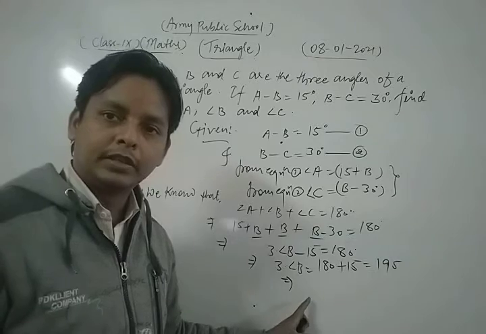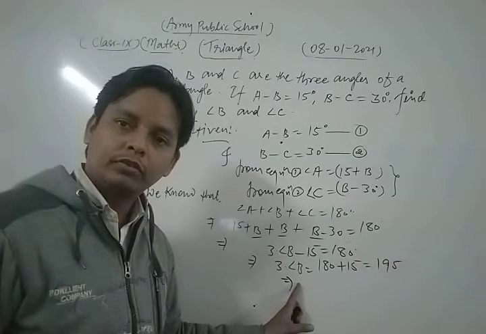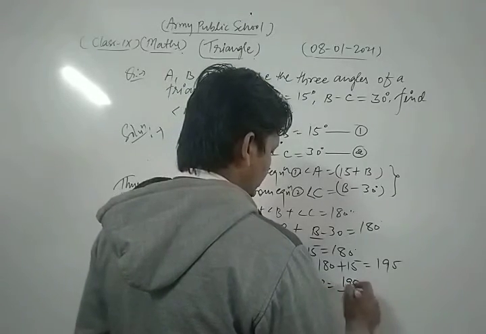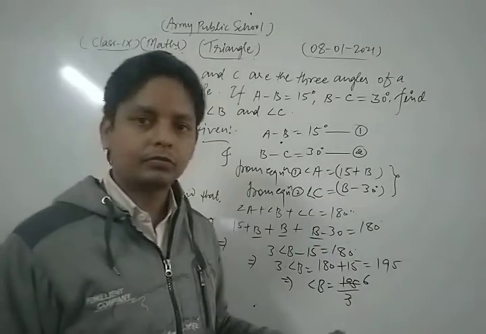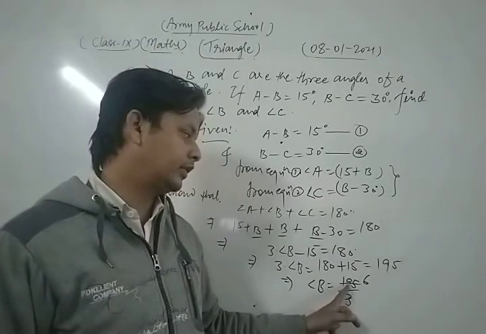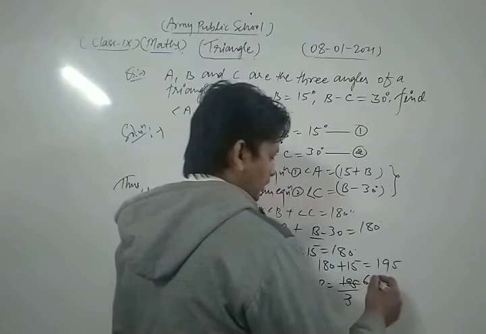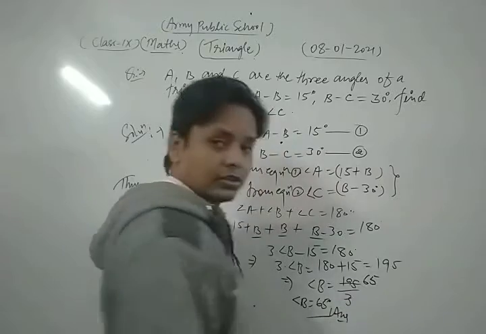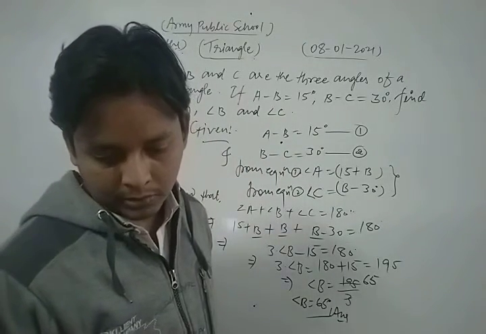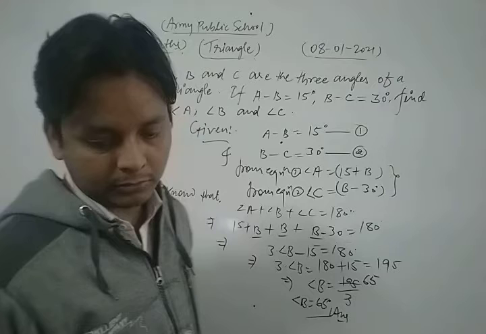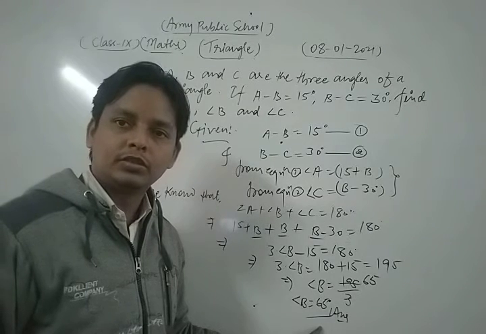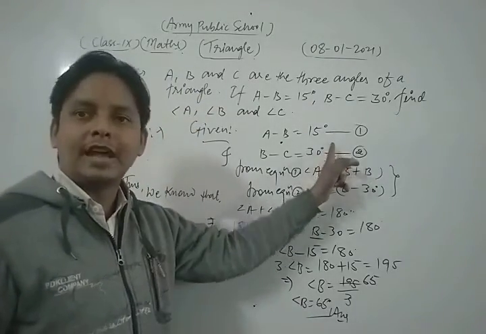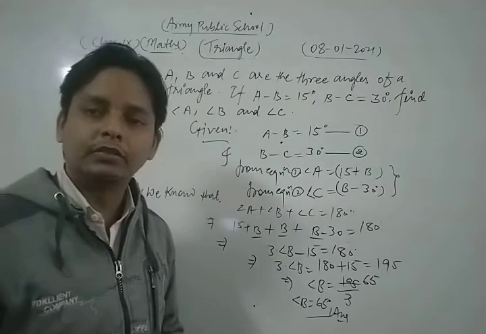Now from there we find the value of angle B. The value of angle B is 195 divided by 3. 3 6s are 18, carry 1, 15, 3 5s are 15. Thus the value of angle B is 65 degrees. This is one answer of the given question. Now what do we do, dear friends? We put the value of angle B in equation 1 as well as in equation 2, and hence we find the value of angle A and C.